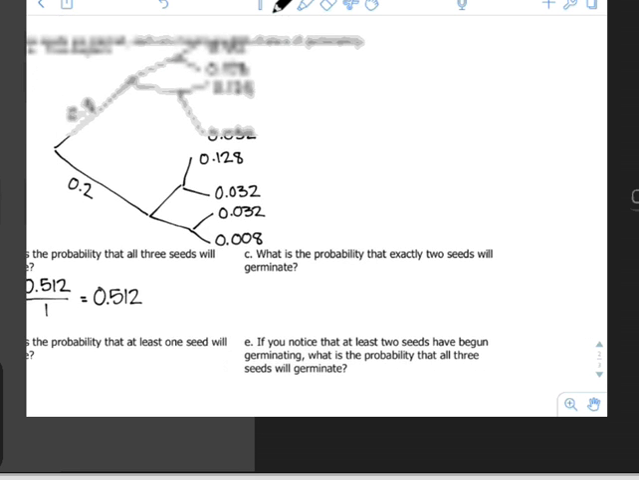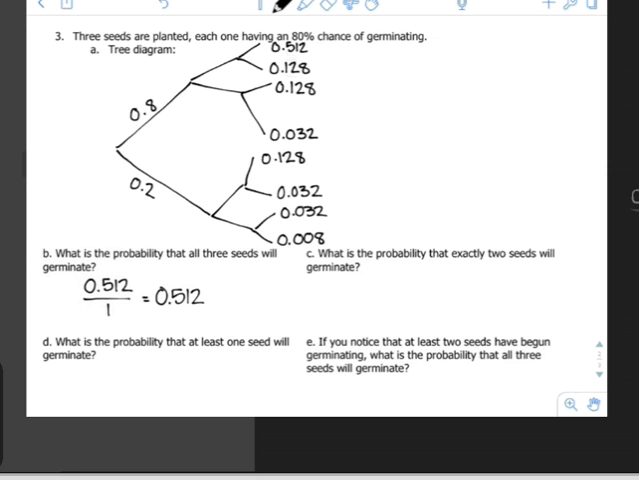Exactly 2 will germinate. We got to go back and find where there's 2 that germinated. The top one is not exactly 2. So we throw out 0.512. The one underneath it, 0.128, has 2 germinating. And you know what would be a fast way to find the other one? All the other ones are the same as it, right? So wouldn't it be safe to say that all the other ones that have 2 things germinating would have 0.8 and a 0.8 and a 0.2, and therefore be the exact same answer, and therefore be 0.128?